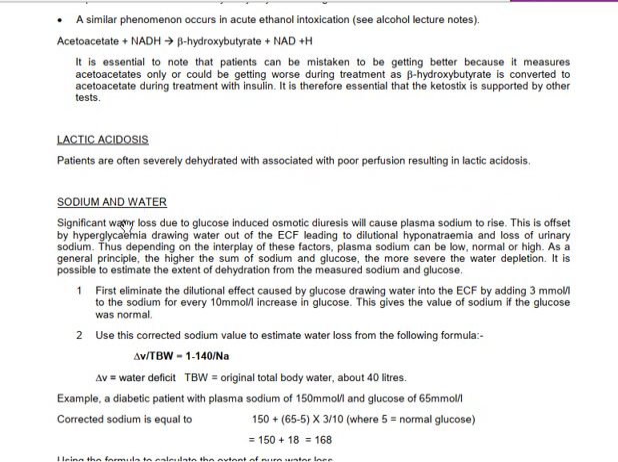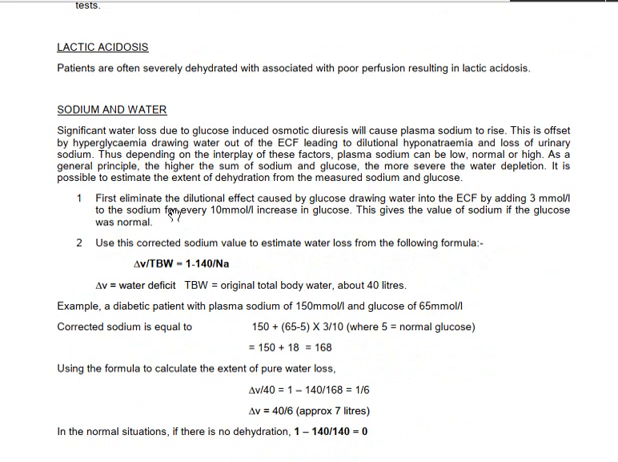So this offset of hyperglycemia drawing water out of extracellular fluid is going to result in dilutional hyponatremia and loss of urinary sodium. Is it clear? So it's going to draw the water out of the extracellular fluid and also some of the sodium ion. Is it clear? As it is pulled out.